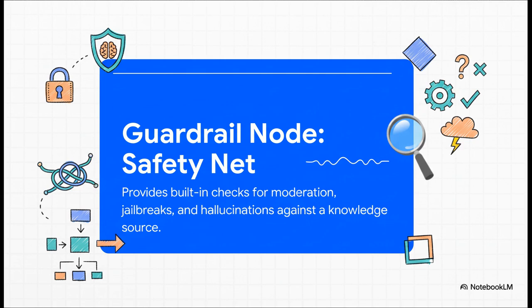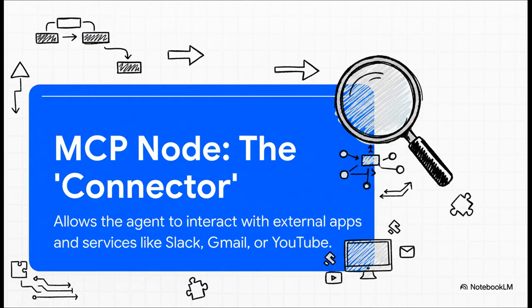Next is the guardrail node, and you can think of this as the safety net. And honestly, this is a huge deal for building AI responsibly. With just a few clicks, you can block harmful content, stop people from trying to jailbreak your agent, and get this, you can even have it fact-check its own answers against a trusted source of information to stop it from just making stuff up.